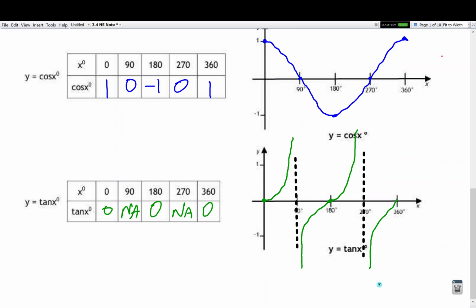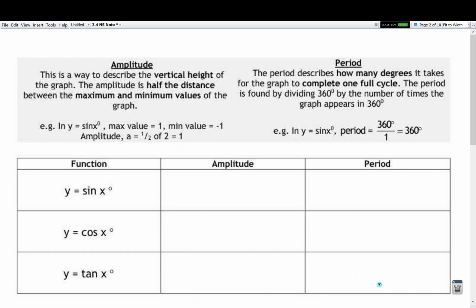Okay, so we're going to move on to the next page. That's just an understanding of what the graphs look like. Now we're going to look specifically at the equations of the graph and how they relate to the equation of the function, and how they relate to the graph. Okay, so there's two main parts of the equation. We've got the amplitude and we've got the period.